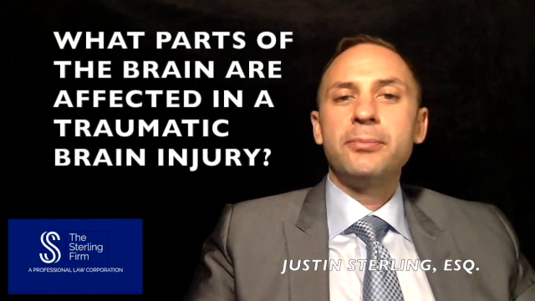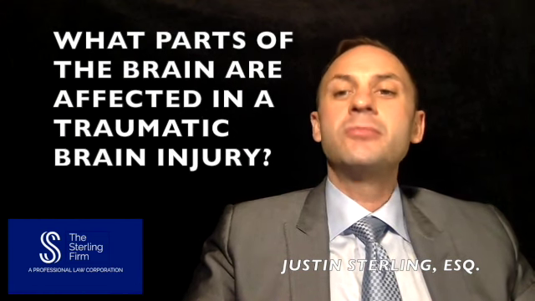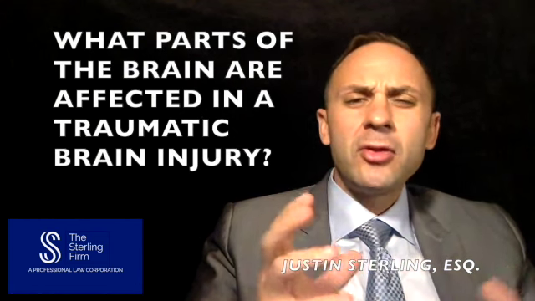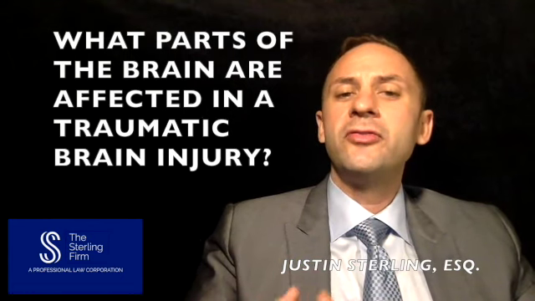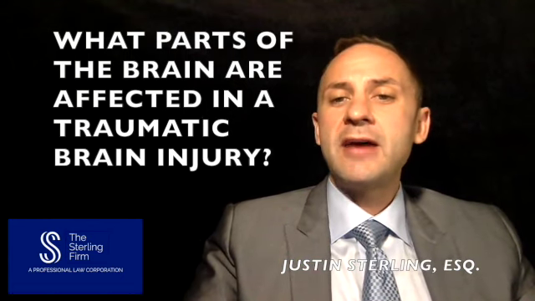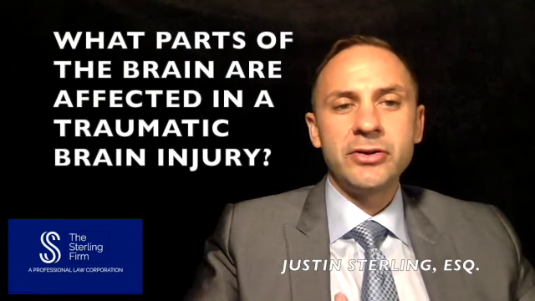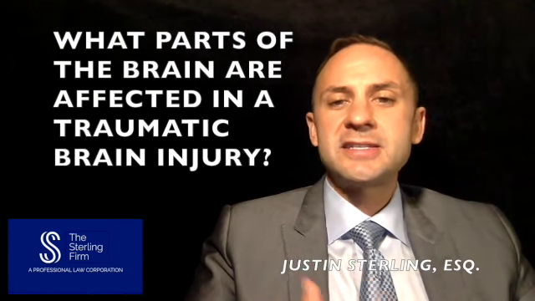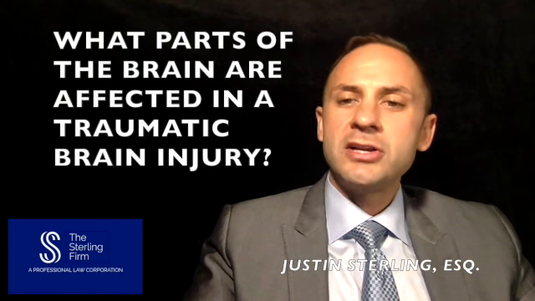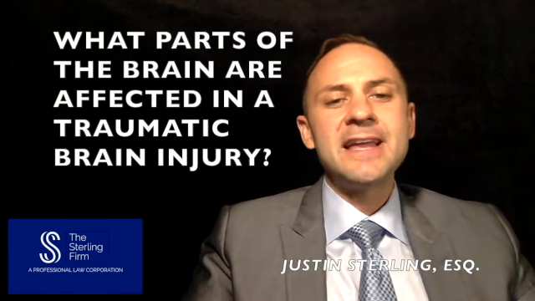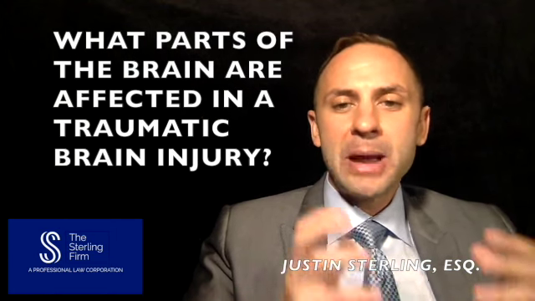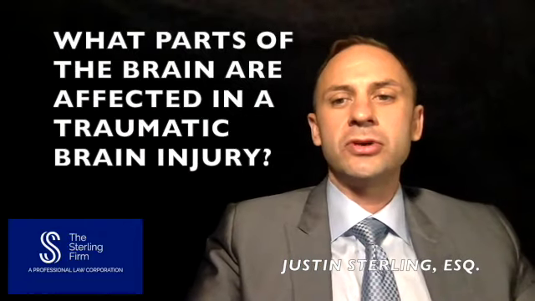What parts of the brain are affected in a traumatic brain injury? The brain floats in a cerebrospinal fluid within the hard skull cavity. Portions of the interior of the skull against which the brain is situated are irregular and sharp, which is an added danger when the brain impacts the interior of the skull during trauma.